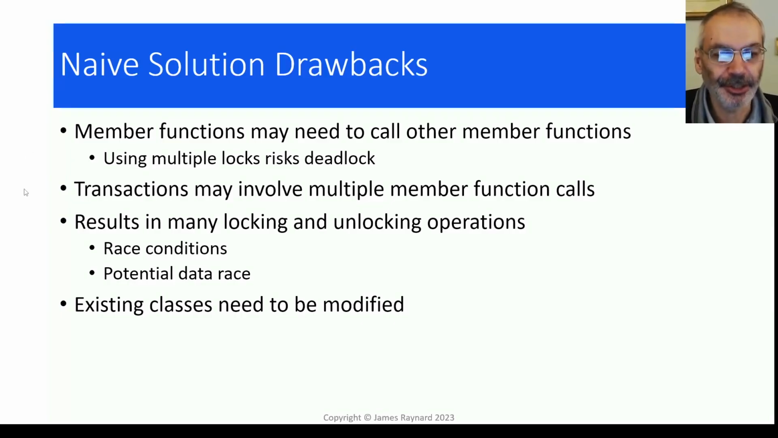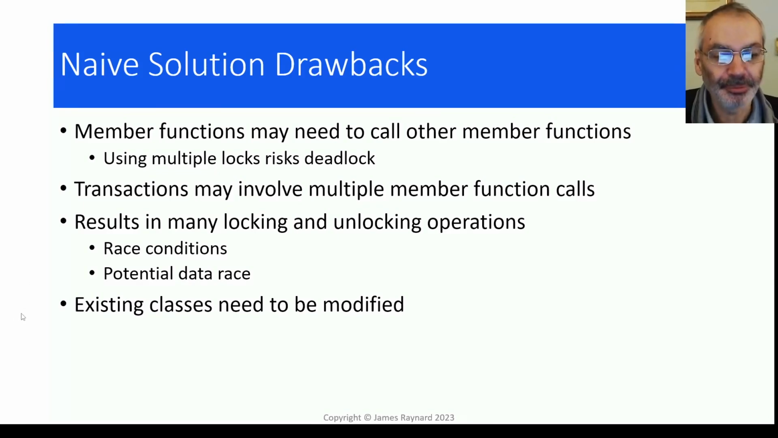If we're doing transactions like we did in the example, we may have to call a number of member functions, and each of those member functions will lock the mutex, then unlock it. So that will cause a lot of locking and unlocking operations, which will slow down the program. It can also lead to a race condition if other threads can access the data while the mutex is not locked. And if these accesses are conflicting, then we have a data race.